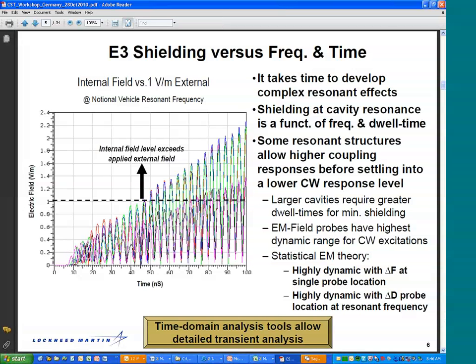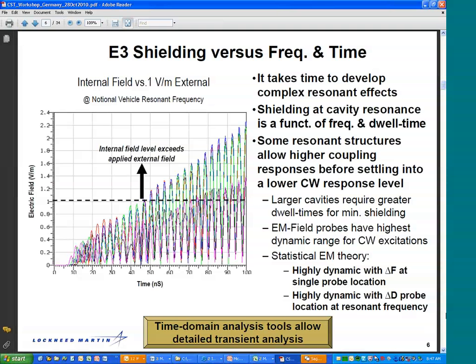Okay, so moving on to shielding. Everyone knows about the concept of shielding, but one thing that's often overlooked is that shielding is both a function of frequency and time. When you conduct shielding measurements, you are often using continuous wave probes that have a high dynamic range, but you have to have a settling time, and you are actually looking at the long-term response of effectively a long time dwelling sine wave at a certain frequency.